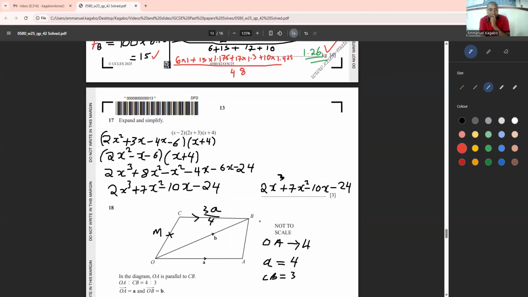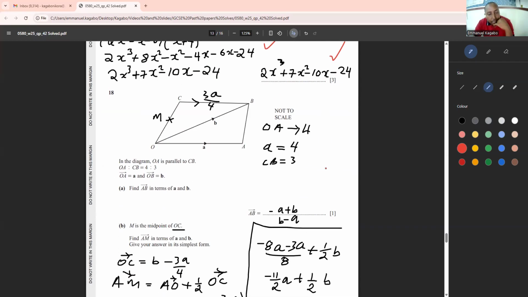Question 17. It's just about expanding. Very easy. You just do this times that, this times that, this times this, and then you also do this. When you expand those, you're going to have that, and then you still have that. So you collect like terms, because 3x minus 4x gives you minus x, and also you expand. When you collect like terms and simplify, that is your answer. Very good.